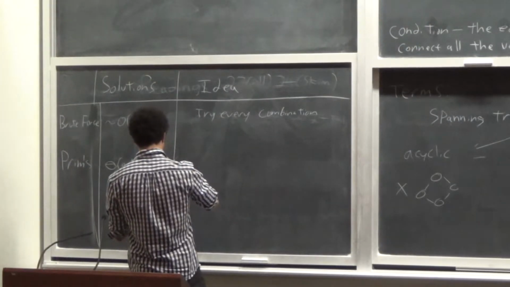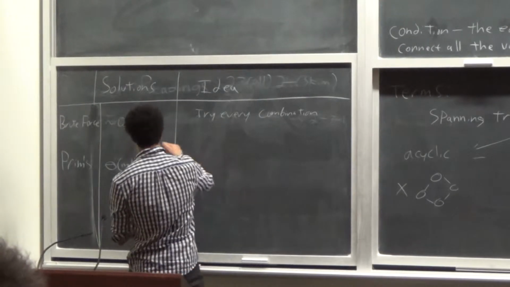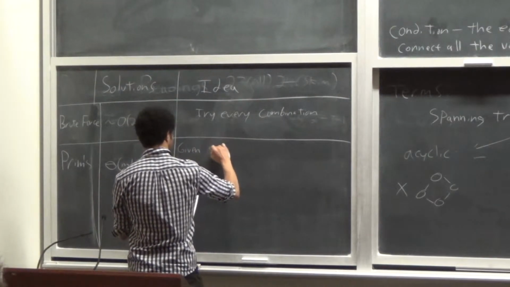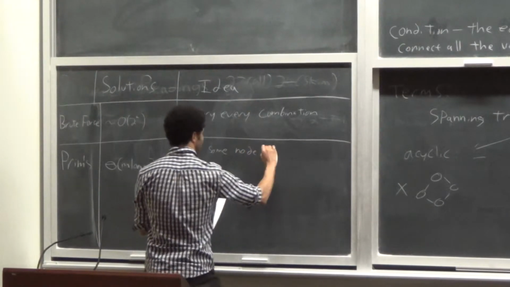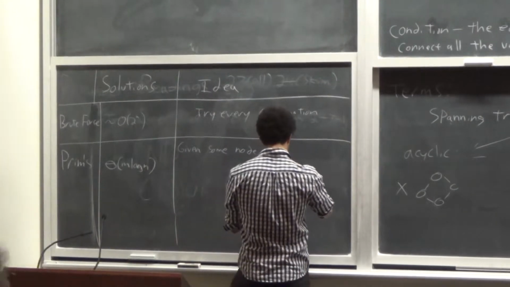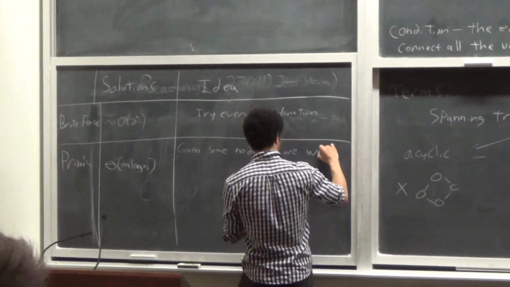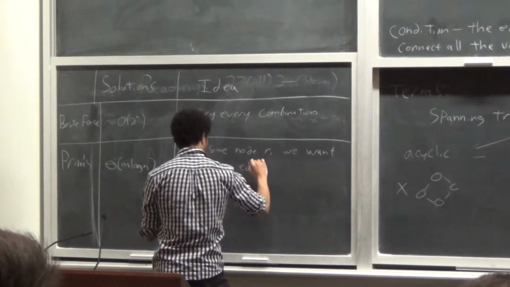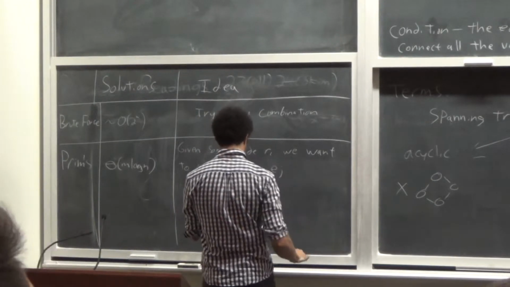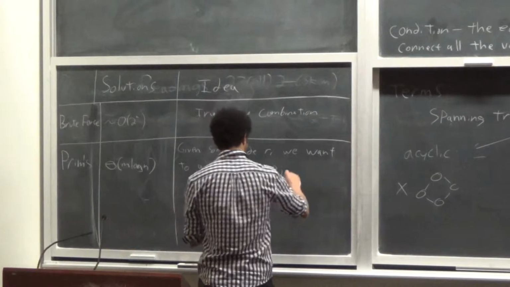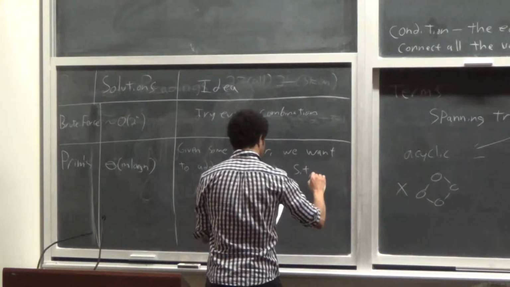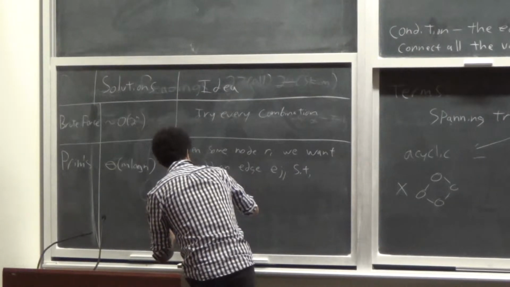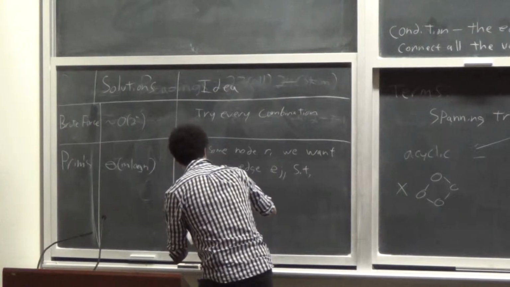So given some start point R_i, we want to add an edge E_j such that the weight of R_i, R_k is minimized.